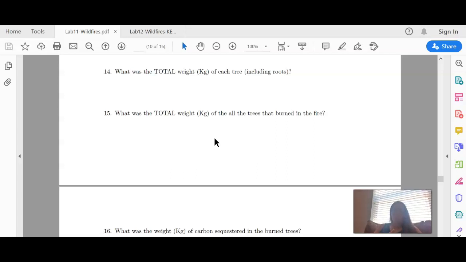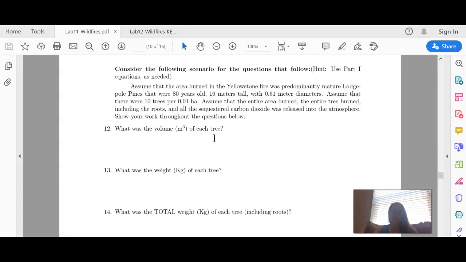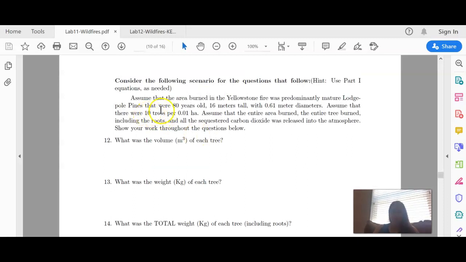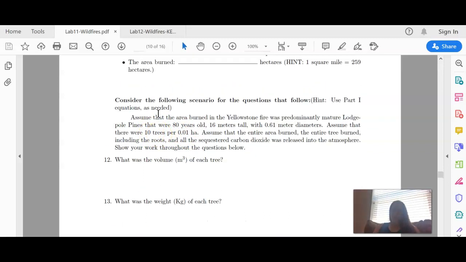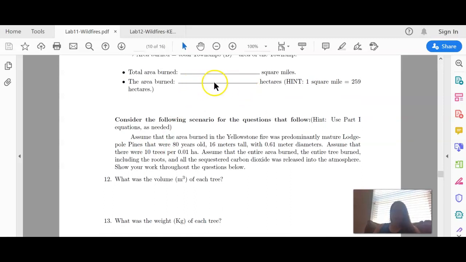However, we do know how many trees there can be in a hectare. We know that there are 10 trees in 1/100th of a hectare. So what does that mean? In 1 hectare, we must have, and I'll let you do that calculation on your own. So now we know the area that burned.